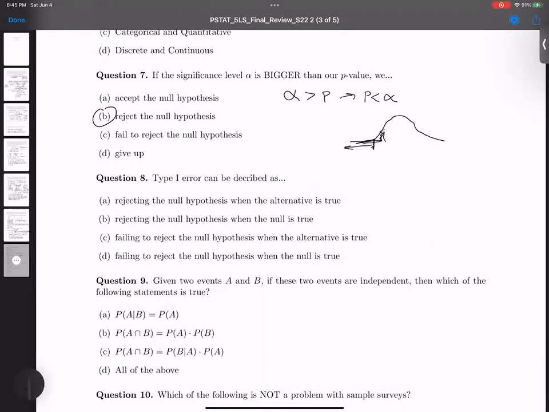So essentially, you did talk about type 1 and type 2 error, which is great. So this is just asking, what is type 1 error? Type 1 error can be described as what? So we have rejecting the null hypothesis when the alternative is true, rejecting the null hypothesis when the null is true, failing to reject the null hypothesis when the alternative is true, and failing to reject the null hypothesis when the null is true. So I'll give you a couple minutes to think about that and then put your answers in the chat.